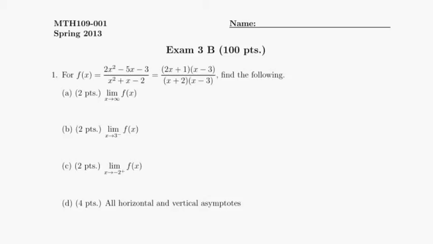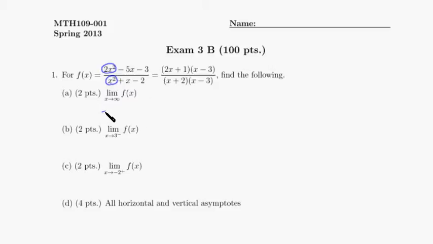Okay, let's go over exam 3B, number 1. We have this rational function, and we want to take a bunch of limits and find the horizontal and vertical asymptotes. So let's do that. When we are taking a limit as x approaches infinity, we can focus on the leading terms, the leading term on top and also the leading term on the bottom.